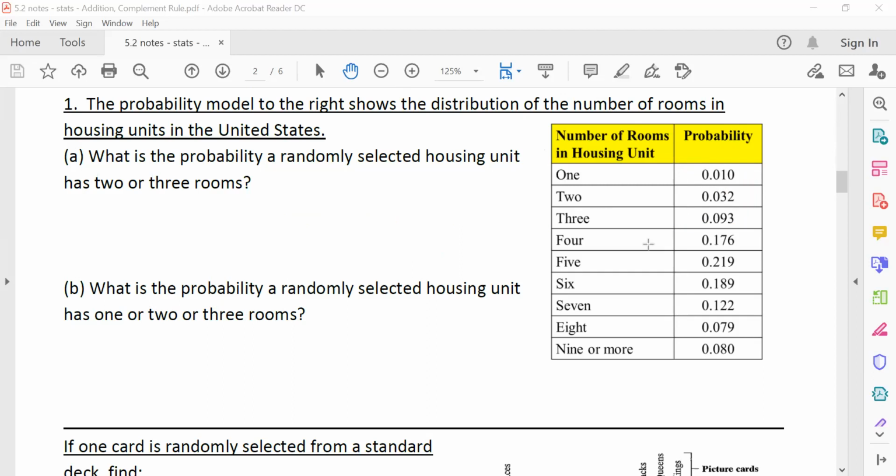What is the probability that a randomly selected housing unit has 5 or more rooms? Add up all these together. One thing you can't do is find the probability that a housing unit has 10 or 11 rooms. You can't do that because this is just 9 or more and you don't have data on 10 rooms, 11 rooms, 12 rooms, etc. But yeah, add up all these and you've got the probability of selecting a housing unit that has 5 or more rooms.